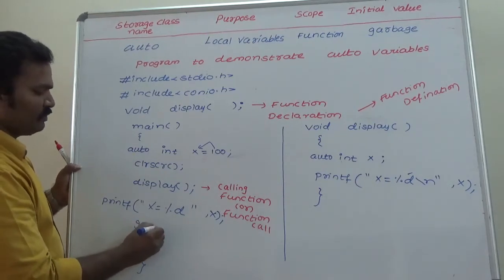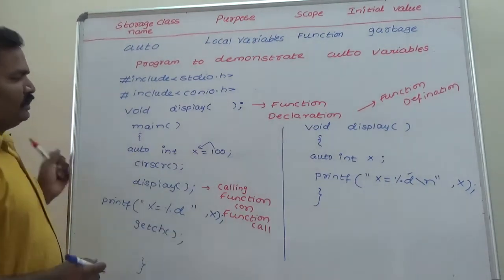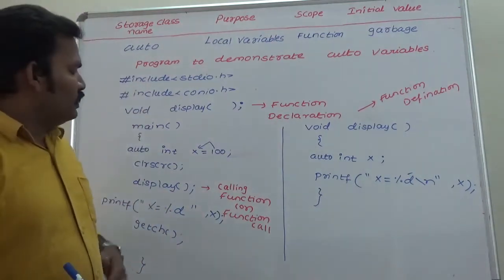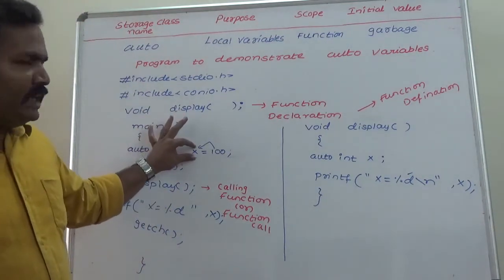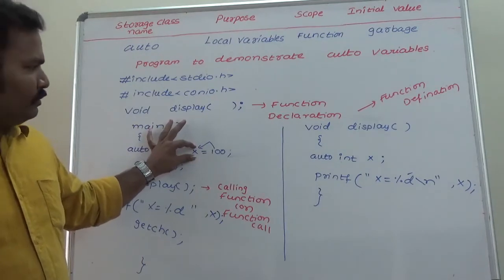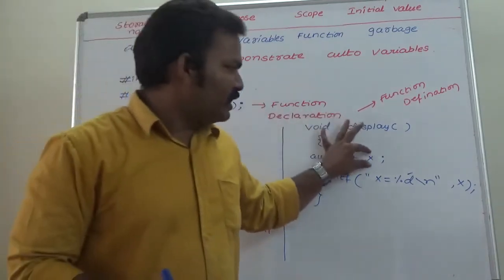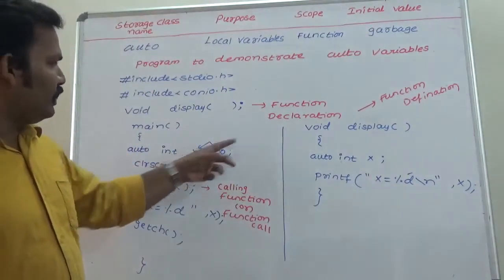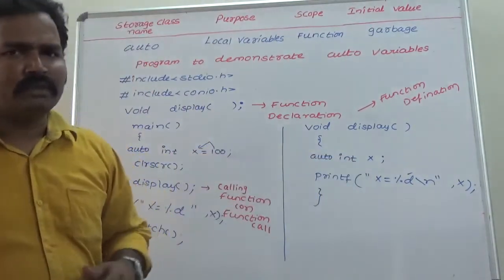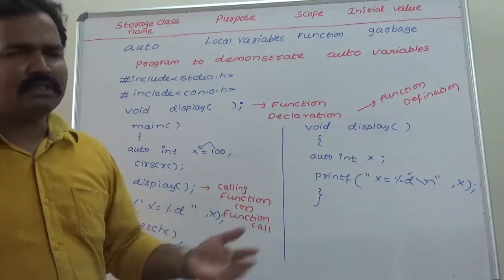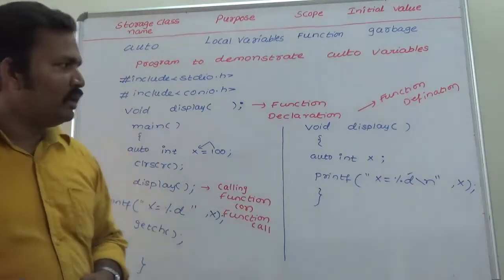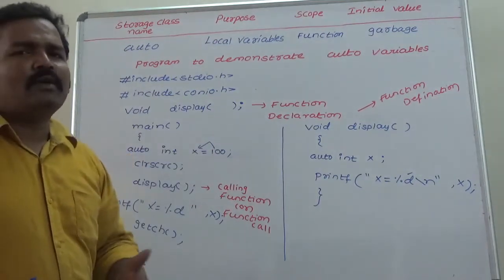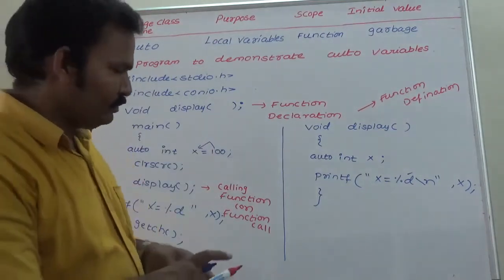Next, getch function. So in this program, in the main function we declared an x variable. In the display function also we declared an x variable. So here both variables are auto variables only, because we used the auto storage class. If we run this program, what is the output we will get?